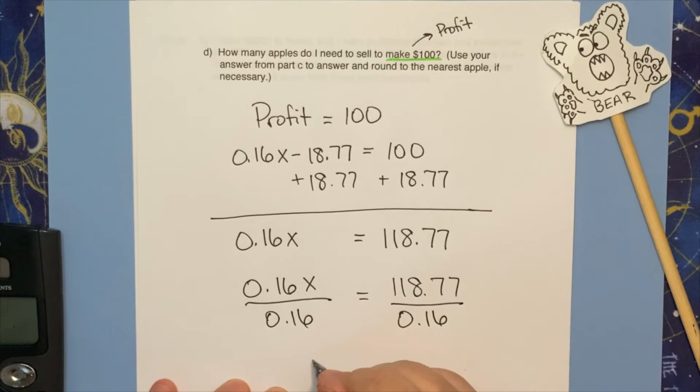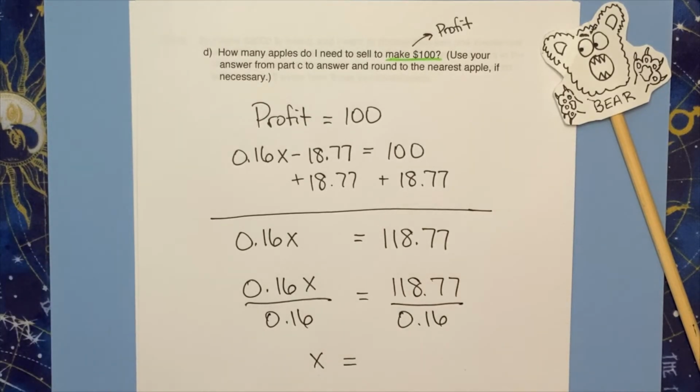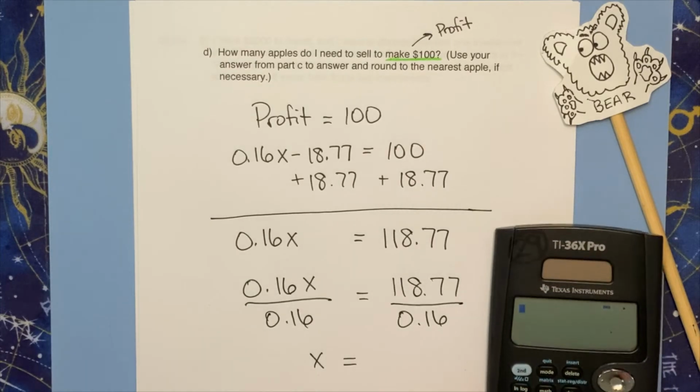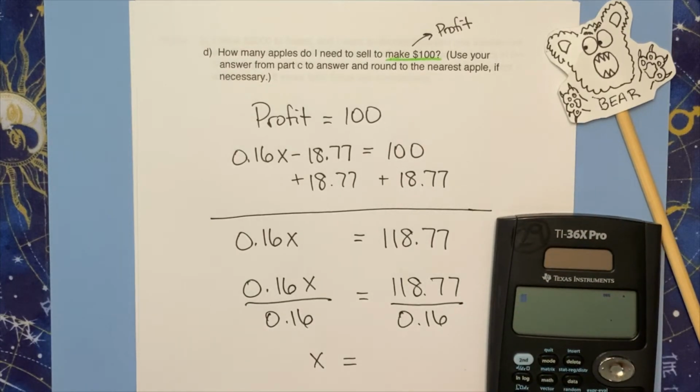And then that I cannot do in my head. I would love to be able to, but I'm going to have to go ahead and use my handy dandy calculator. 118.77 divided by 0.16, because now what is 0.16?